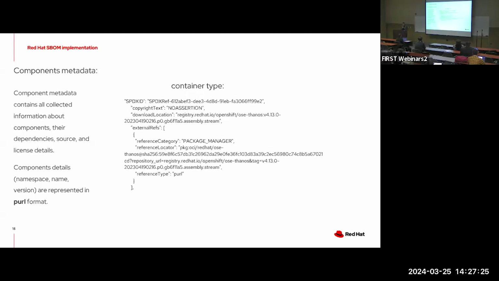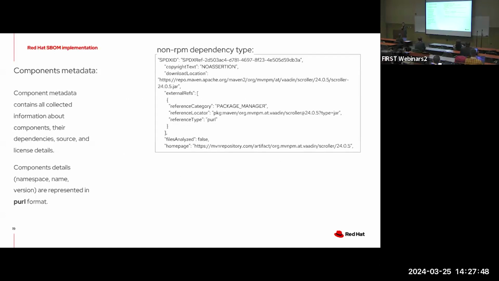Another example is a container component. Again, details about this component in the purl format. You can see it in the purl type, namespace, and also component name and its version. Let me show it to you in this way.